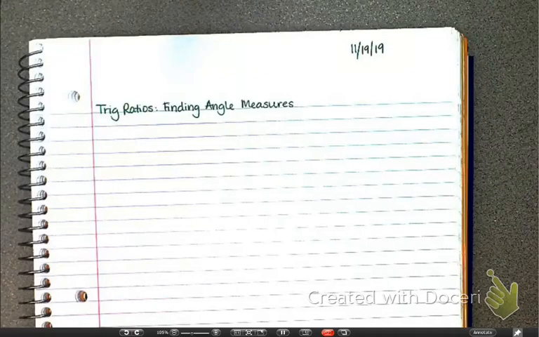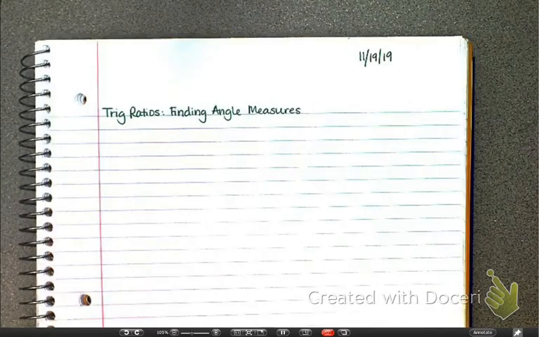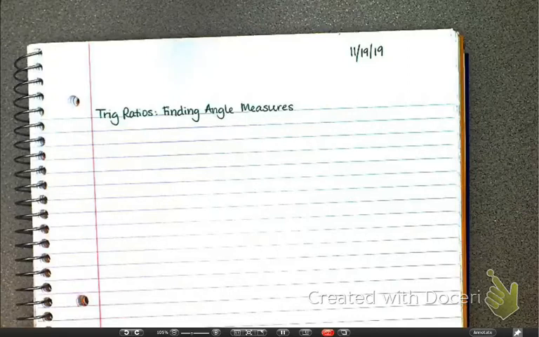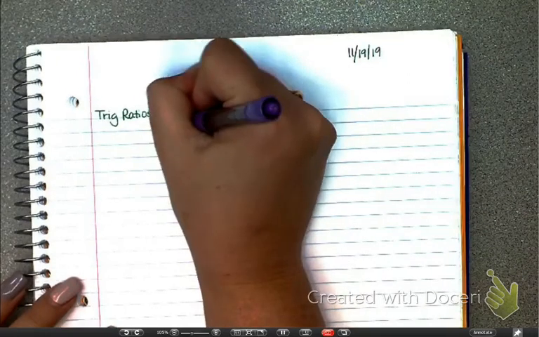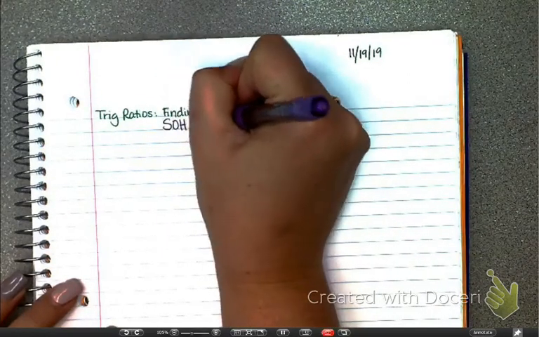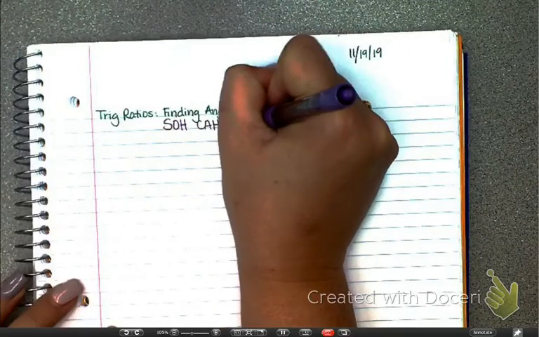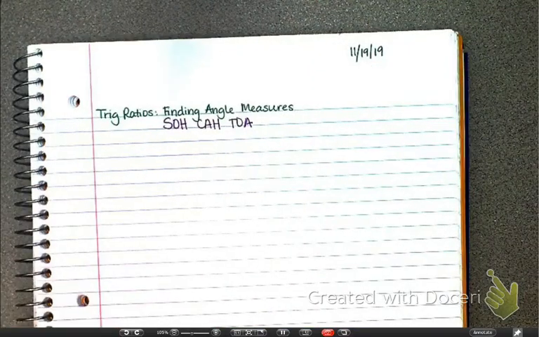Here we go. Okay, first thing we're going to write at the top of our paper is SOHCAHTOA. And remember, it is sine, cosine, tangent. Sine, cosine, tangent. The O stands for opposite, the A is adjacent, the H is hypotenuse. Okay? Same rules are going to apply as what we've been doing for the last couple days.